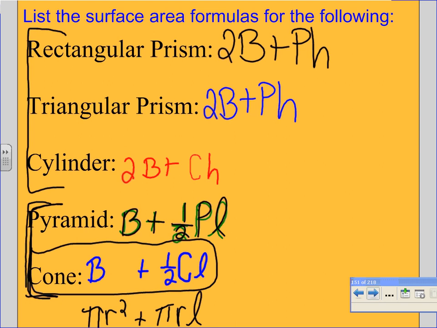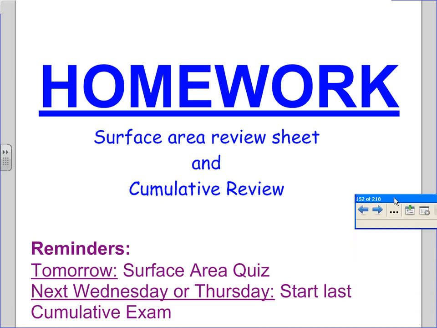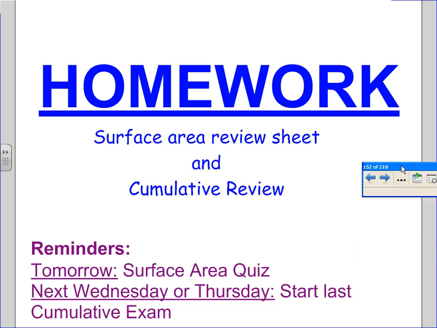Okay, so here's what you're going to do. Okay, the surface area review sheet. Now, there are 18 questions. I have answers to all of them and work to all of them, okay? You only need to do the first page of it. However, if you check your answers, which I'm going to show you at the end of class, and they weren't very good, I would try some more on the back for extra practice.